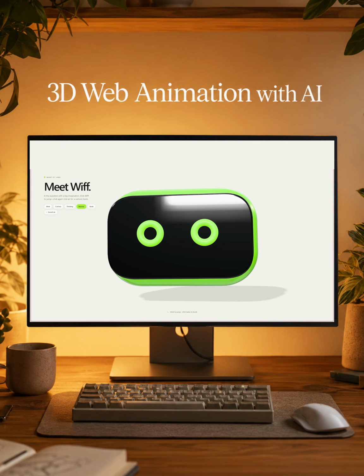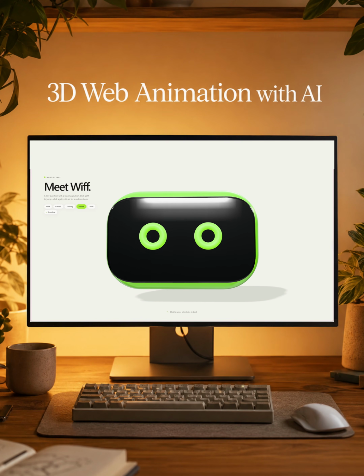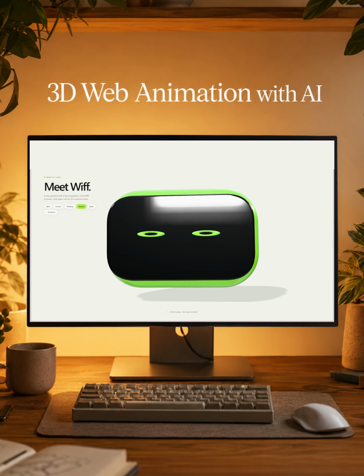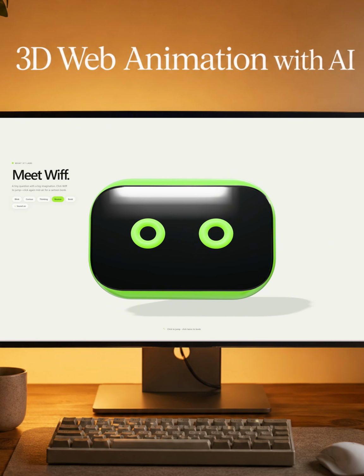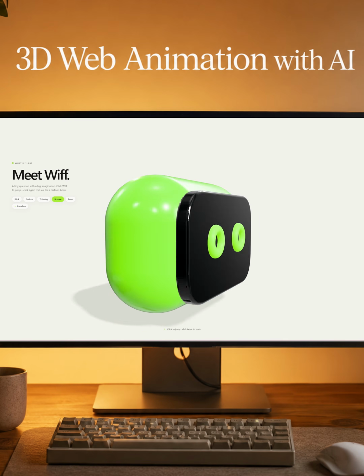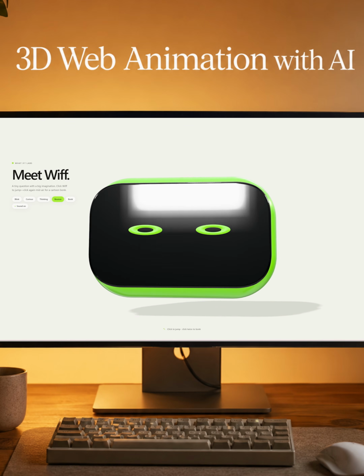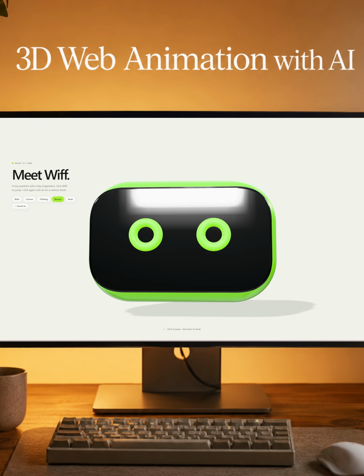How do you make a 3D animation like this on the web? Let's see the animation I'm talking about. This is a 3D mascot. As you can see, I can rotate it to see all of its body. You can see it's blinking. Let's see some of what you can do.